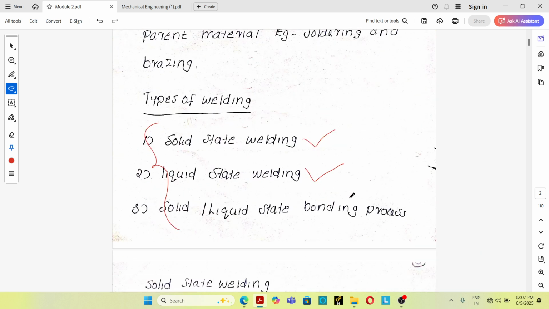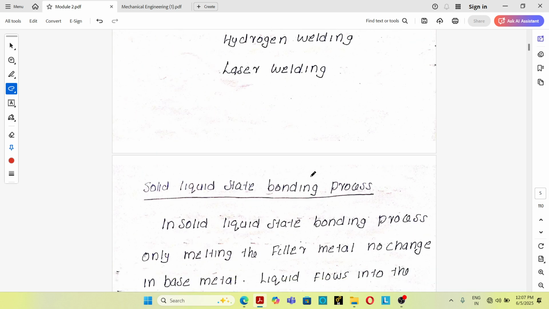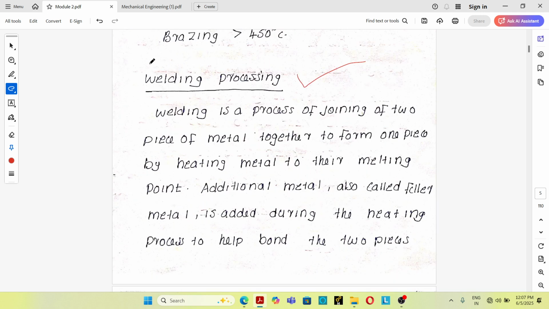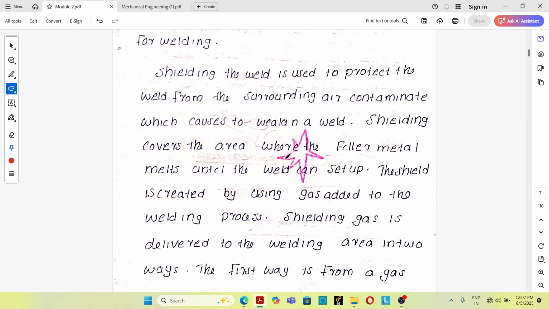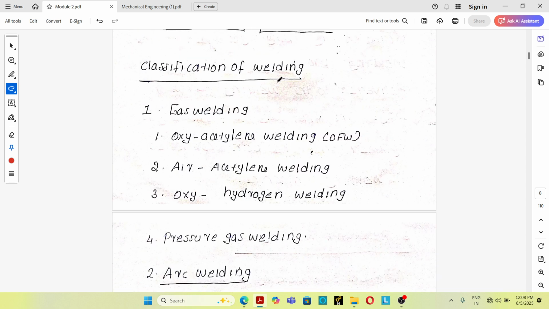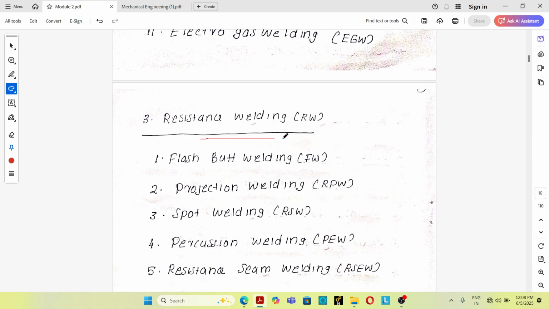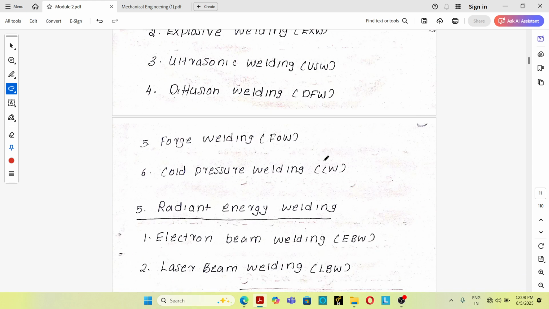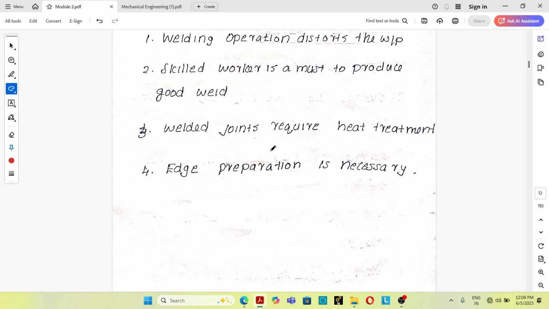Then types of welding. Welding is classified into three types: solid state welding, liquid state welding, solid liquid state bonding process. Then welding process. What is the concept of welding process? What are the main components in a welding process? Then classification of welding process. There is a broad classification of welding process: gas welding, arc welding, resistance welding, solid state welding, radiant energy welding, etc.